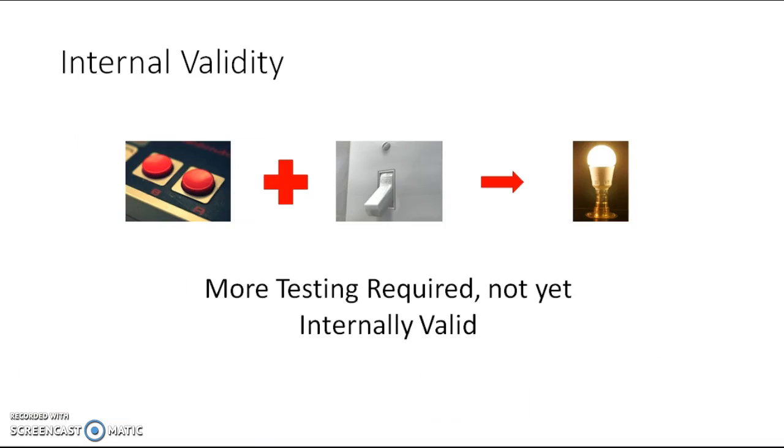Finally, if you pushed a button and flipped a switch to make a light come on, you could not state for sure that one of them was responsible. You would have to test only one at a time to figure out if one or both was needed to make the light work. At this point, your study would not have demonstrated internal validity. However, with additional testing, isolating each variable, that could demonstrate internal validity.